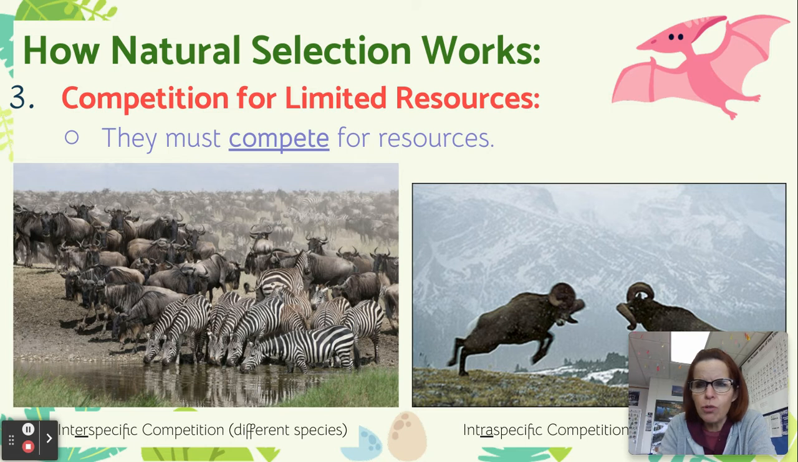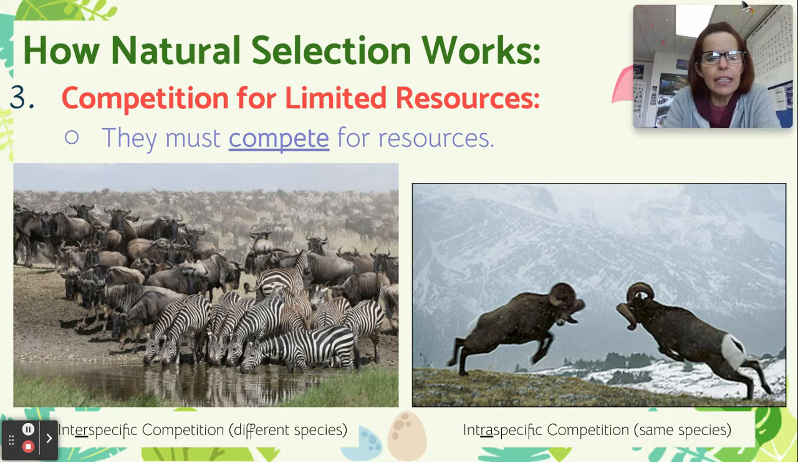I'll just mention the 2 words down at the bottom, interspecific competition and intraspecific. That will come up again in our ecology unit, but just to have them in the back of your head. Interspecific competition refers to competition between different species. So looking at the zebra and the wildebeest here. Intraspecific competition is competition between members of the same species. So like these male bighorn sheep.